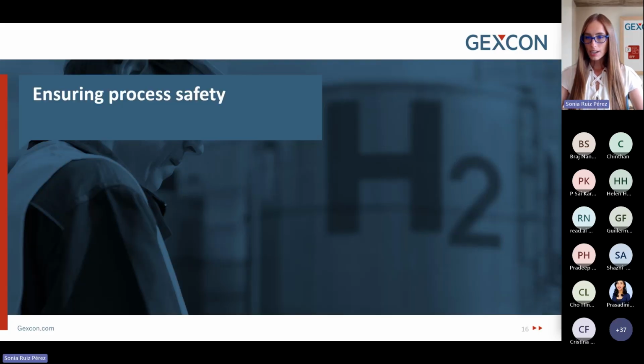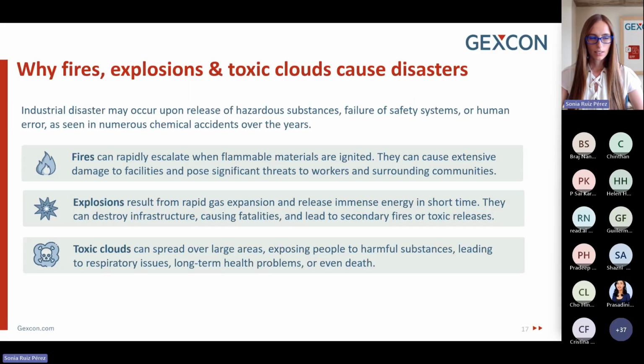So how can we analyze the hazards associated with hydrogen to ensure safe operations? Let's look at how process safety principles apply here. Industrial disasters often stem from hazardous releases, system failures, or human error. History has shown us the impact of fires, explosions, and toxic clouds.